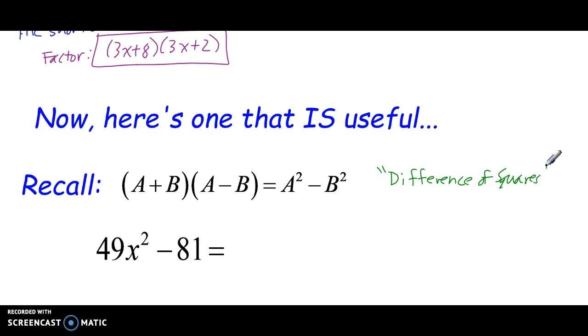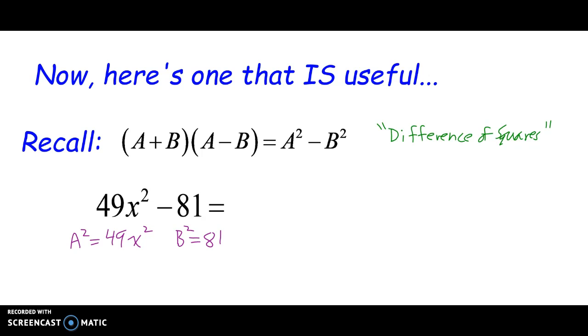And this is a shortcut that will be easy to use because there's no middle term that you have to worry about whether it matches or not. You've just got the first term and the last term that you have to work with. If a squared is 49x squared, then that means a is 7x. If b squared is 81, then that means b is 9.